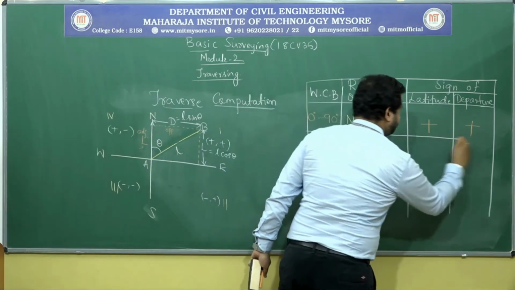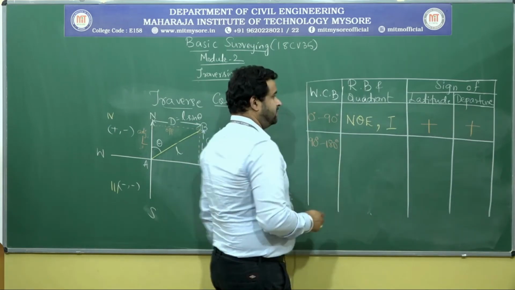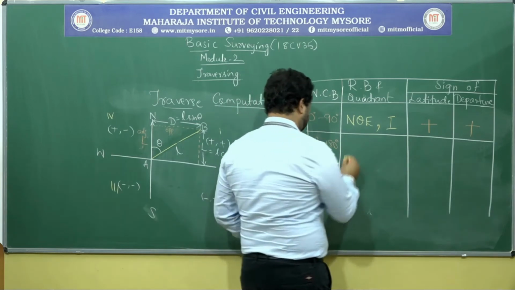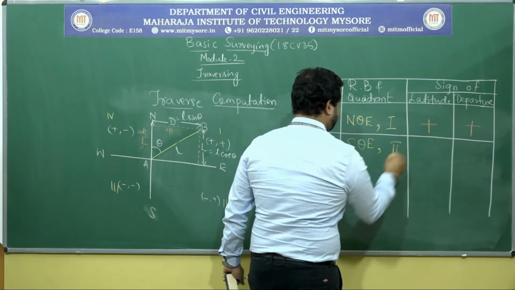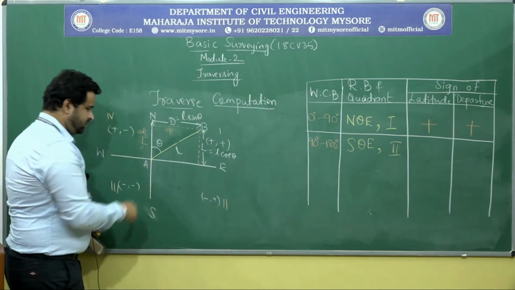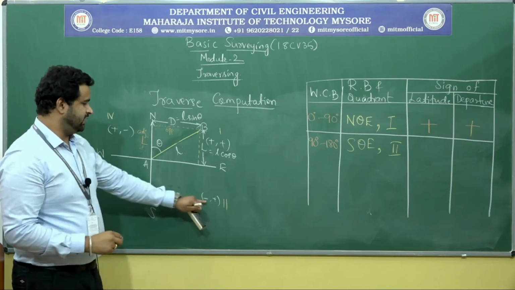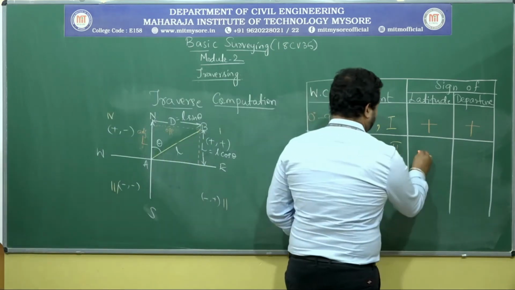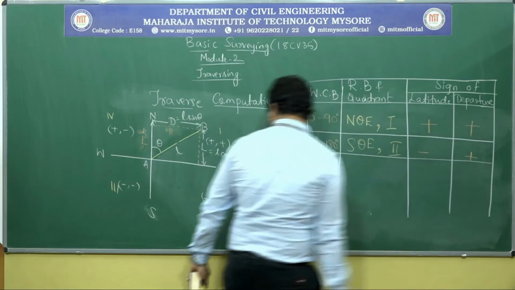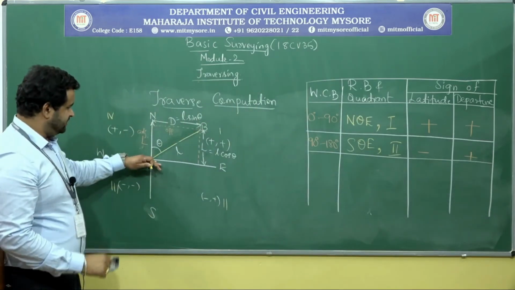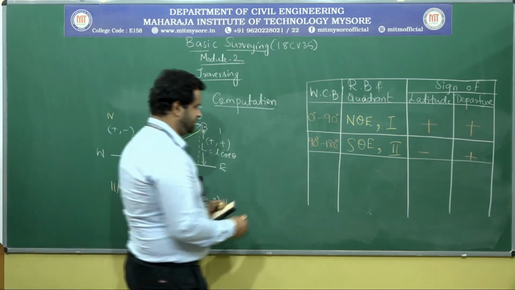Next, angle varies from 90 degrees to 180 degrees, and the reduced bearing will be south theta east, and this will be in the second quadrant. In second quadrant, the sign convention for latitude and departure are minus and positive respectively. So for latitude it is minus, for departure it is plus. You can observe the figure. The latitude is towards south, so it is negative side, which I have already explained.